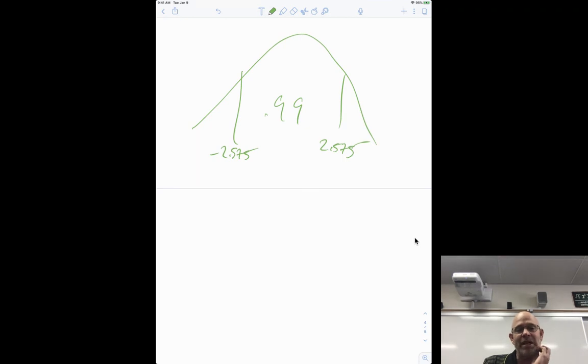The 99%, 95%, 90%, they're called confidence intervals. If you've heard of confidence intervals, or hypothesis testing. So we use those numbers a lot. So we just introduce them to you right now.